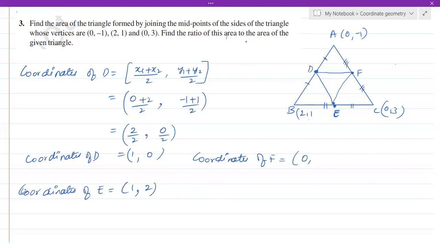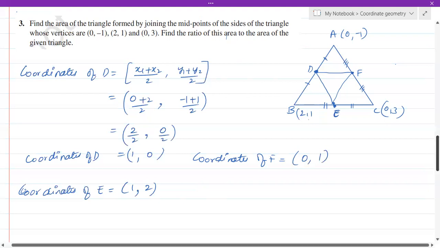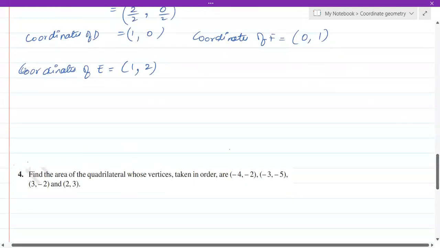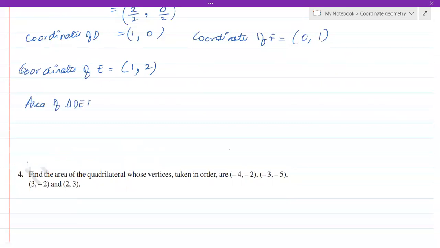y1 is minus 1, y2 is 3. Minus 1 plus 3 is plus 2. 2 by 2 is 1. So we have got all the coordinates. Now let's find the area. Okay, area of triangle DEF.